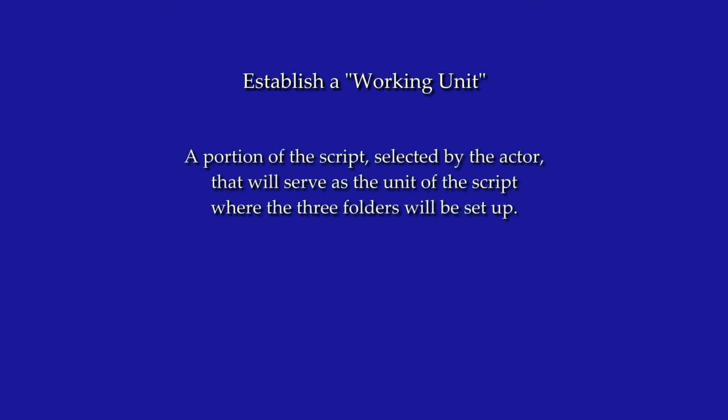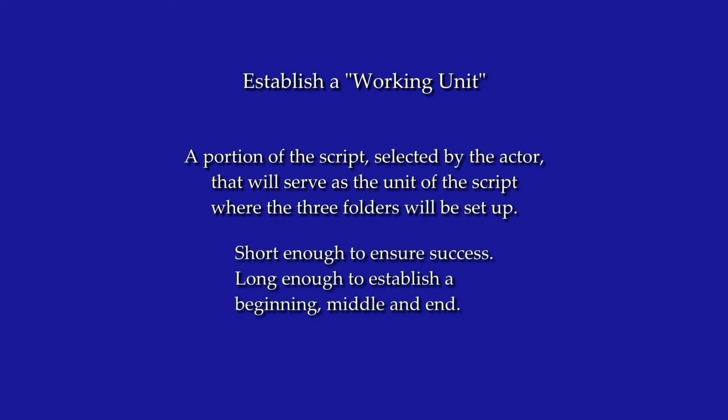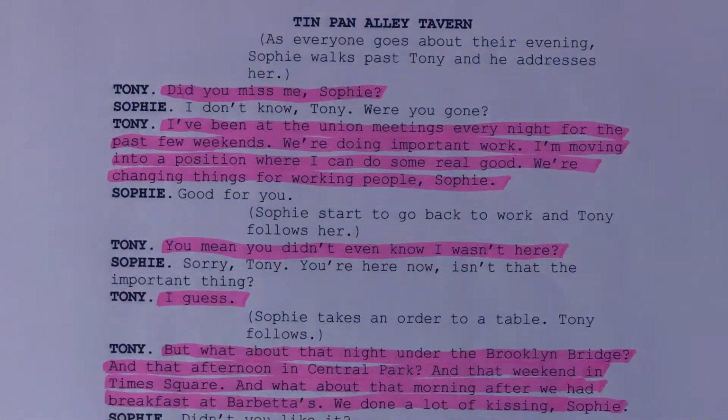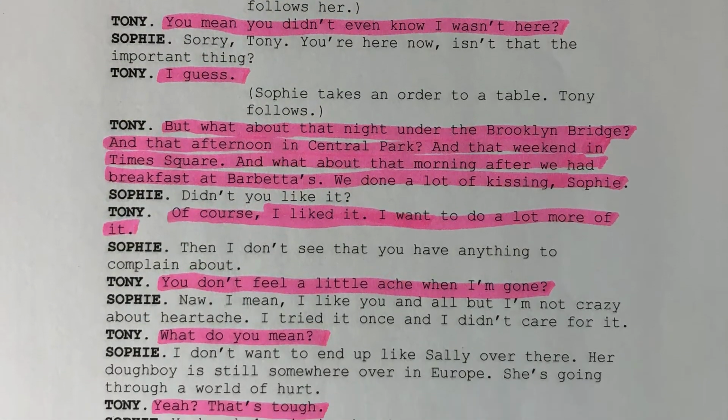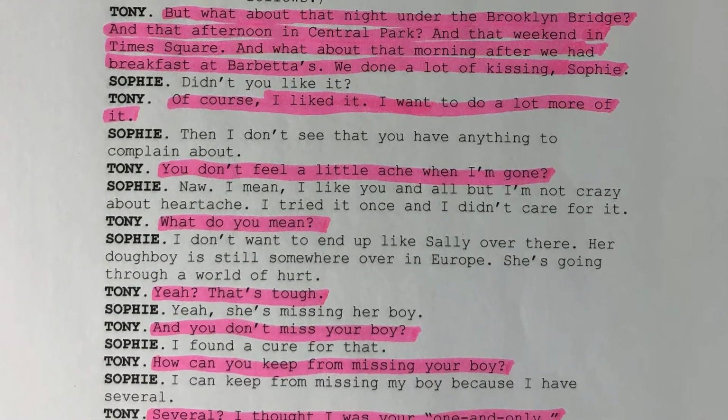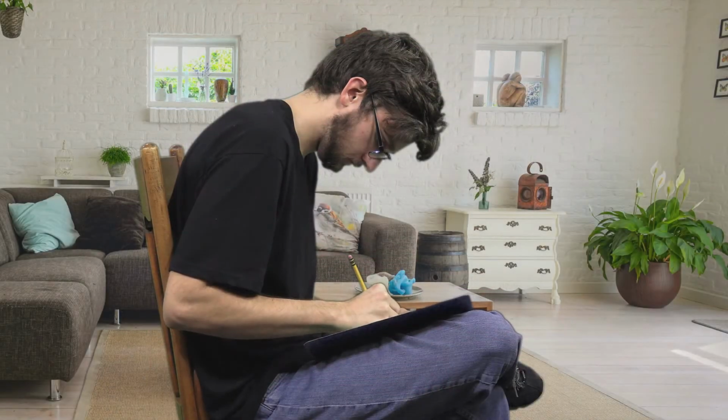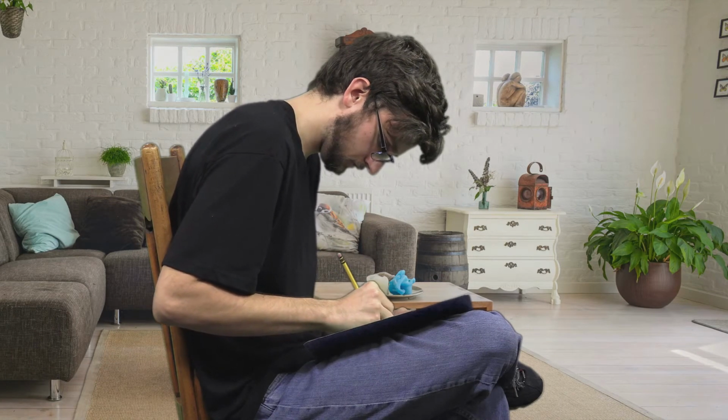Simply put, a working unit is a selection of the script on which you are working at a given time. The actual size of a working unit is both a practical and a creative consideration. It should be short enough to ensure success, but long enough to create a natural beginning, middle, and end. When working on a role, you will likely use your first page of dialogue as the first working unit. Often, it may be practical to expand or reduce the size of your working unit from this arbitrary standard.